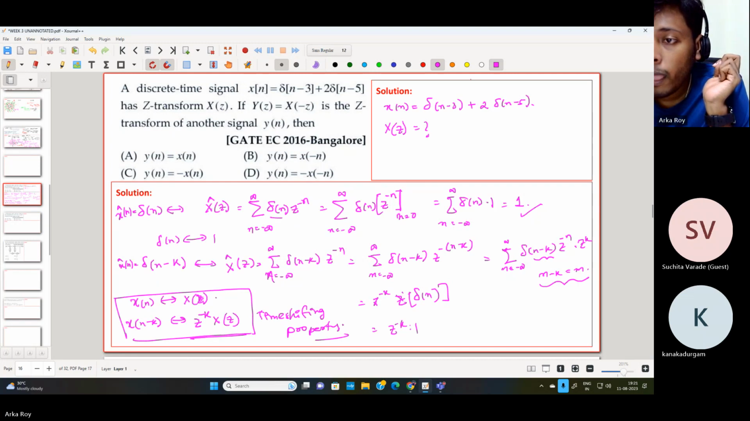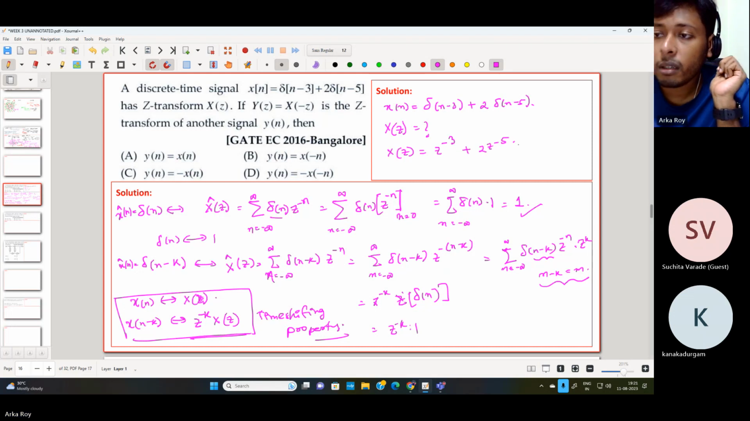Now we need to find X(z) first. So X(z) could be z to the power minus 3 into 1 plus 2 into z to the power minus 5.